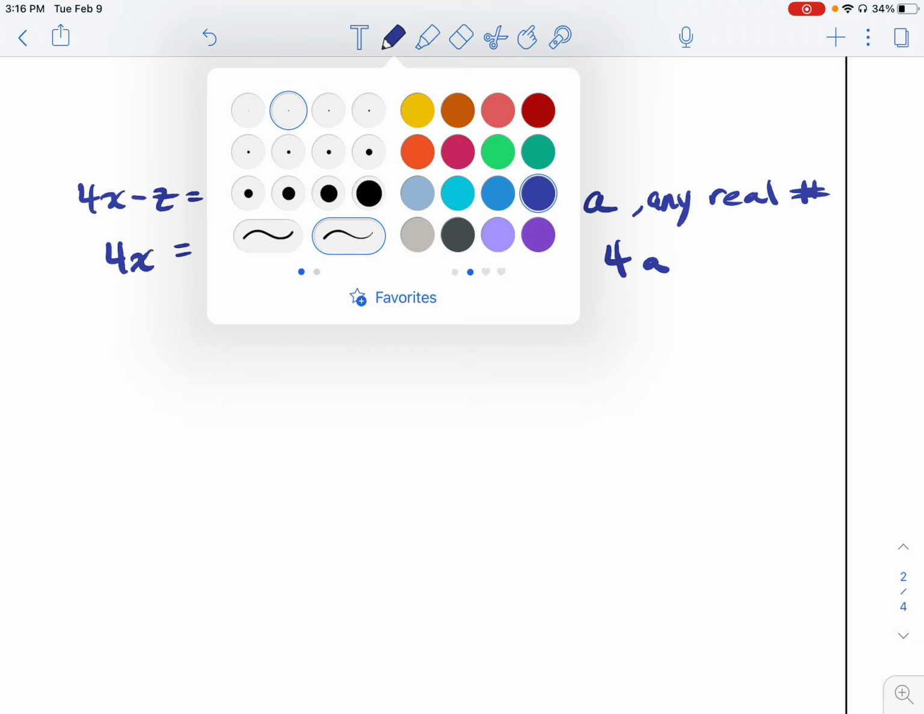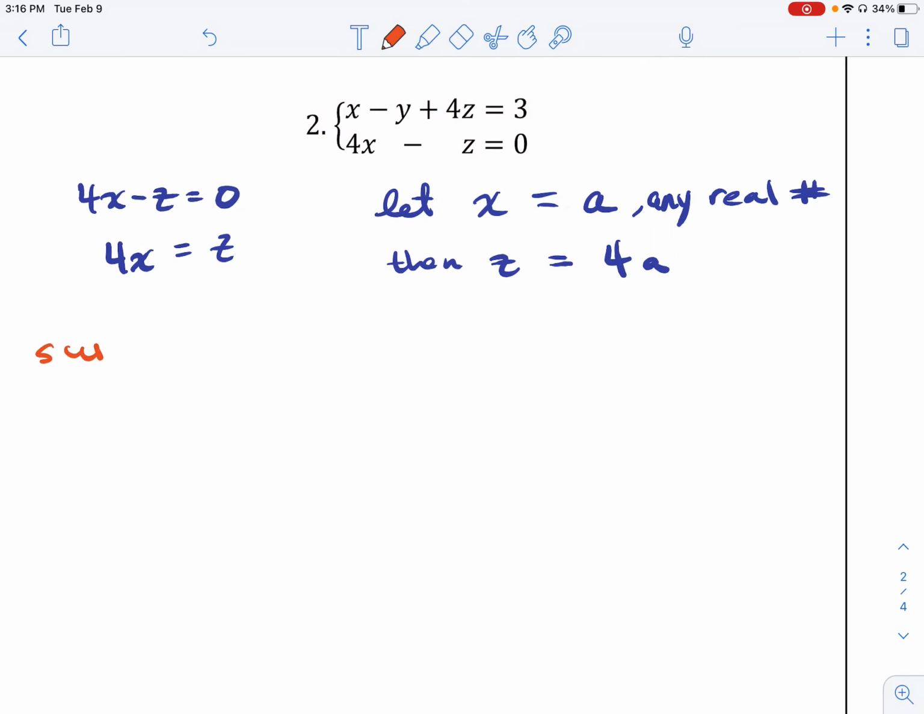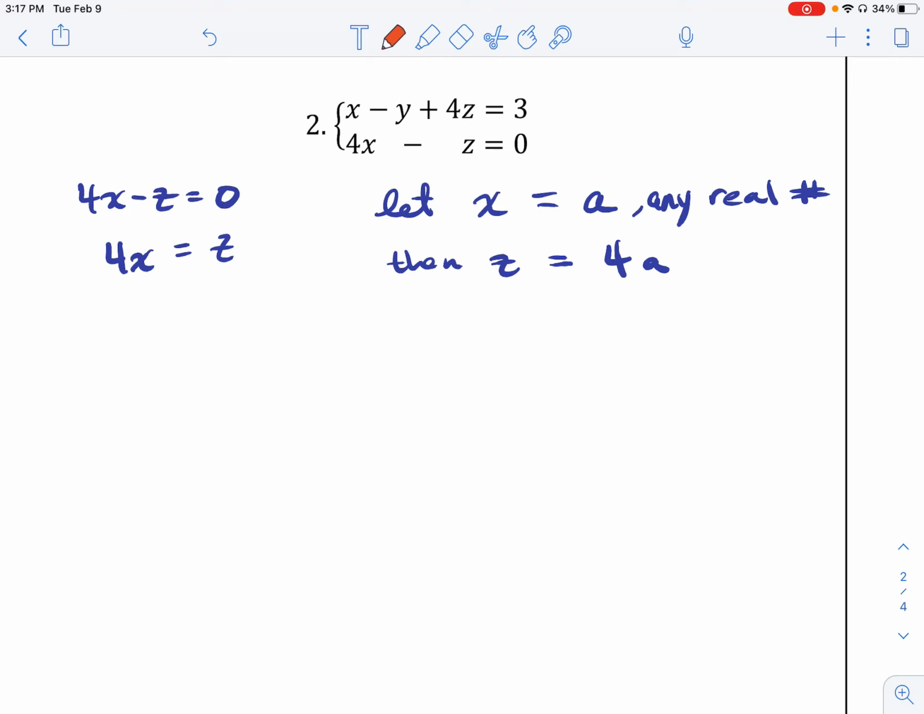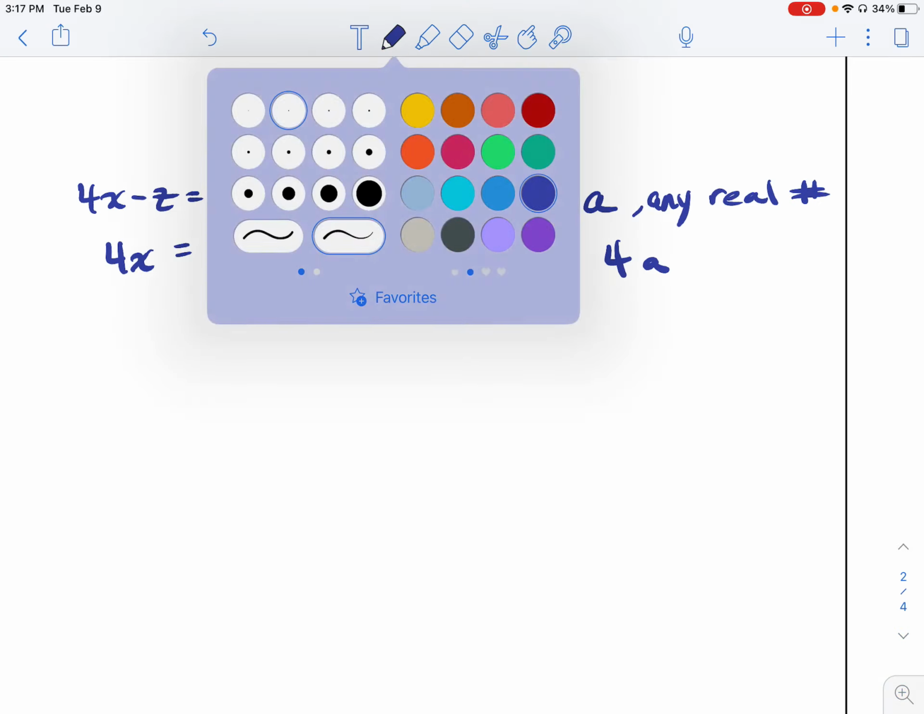Now suppose, and let me just do this in a different color, suppose I had said, I actually want z to be equal to a. If z is equal to a, then that means 4x is equal to a, then x is equal to a over 4. So I would get a completely different general solution, but it's just another way of expressing the same line. Let me go ahead and just pause this. I'll leave this off to the side for a second. Maybe we'll come back to that. But let's go back to doing this problem as it was.